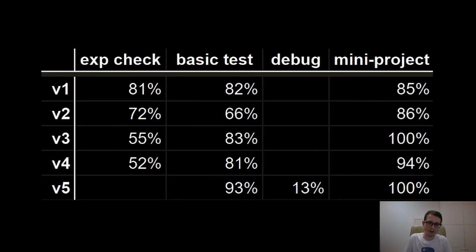So now the experience check is automated, so it doesn't filter anyone at that first stage. Experience check and basic tasks in total remove 93% of the people. Debug test only removes 13%.